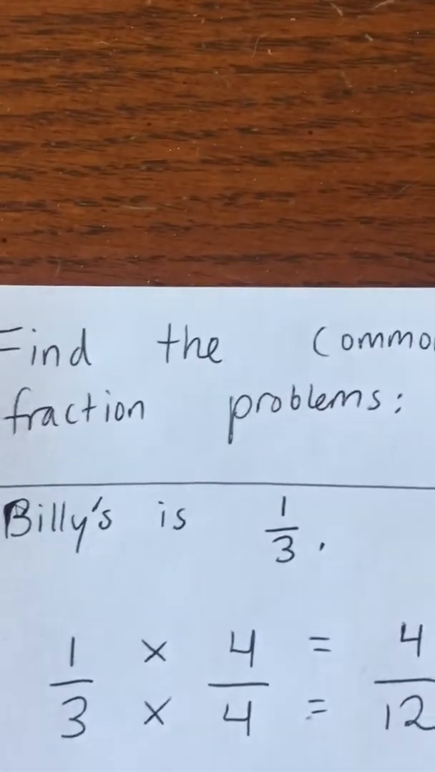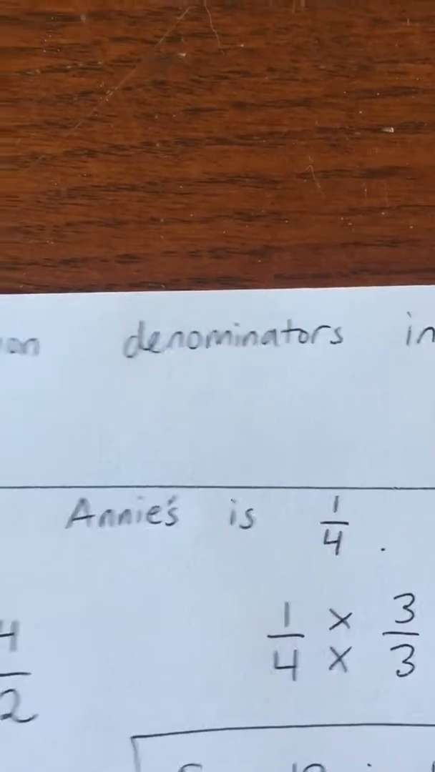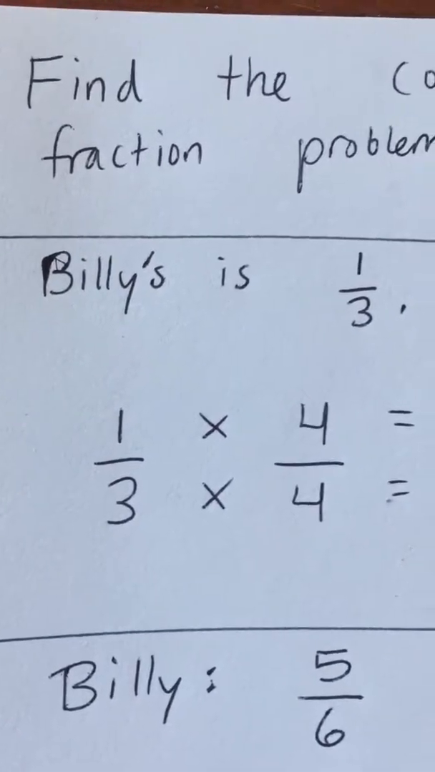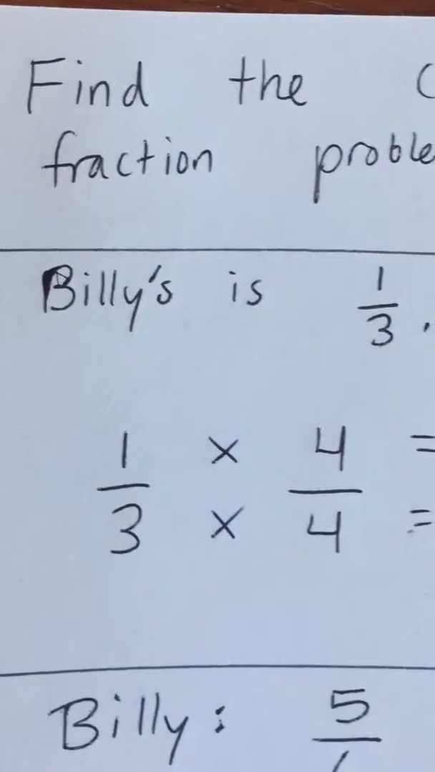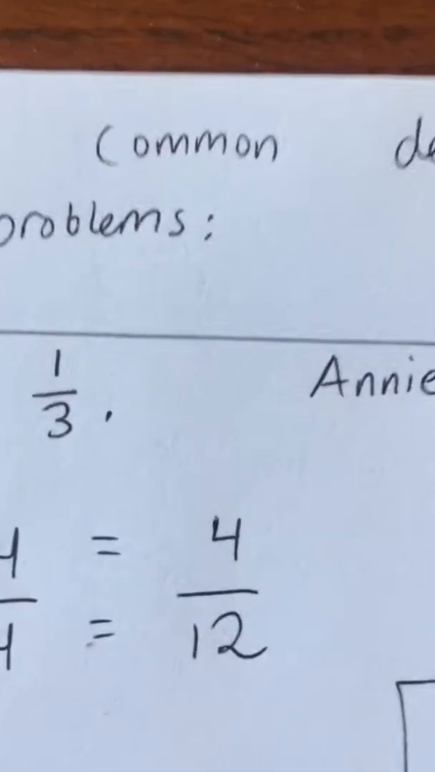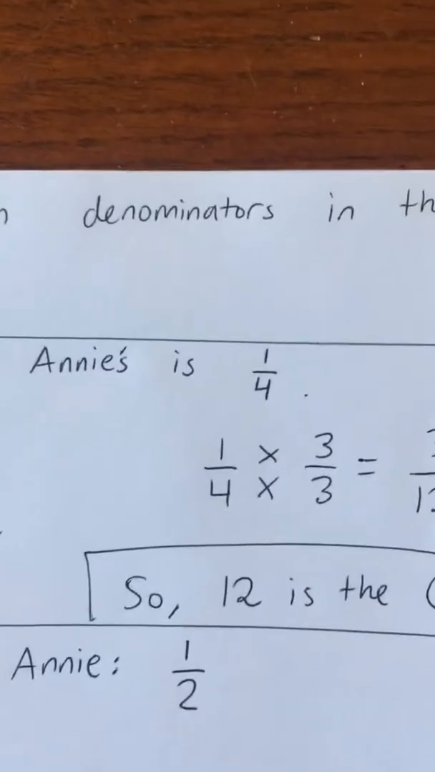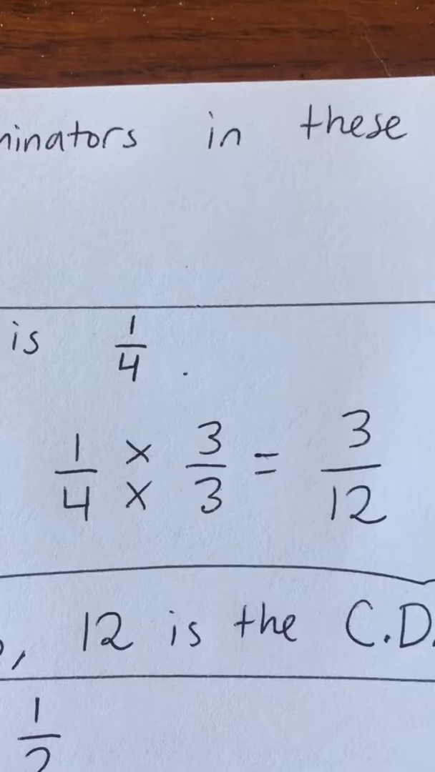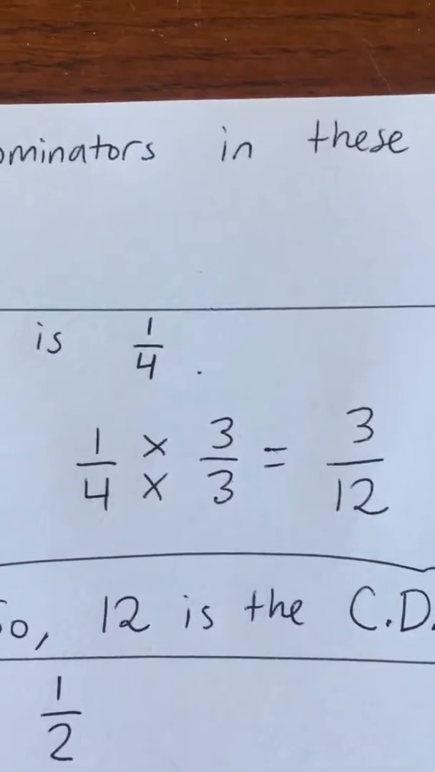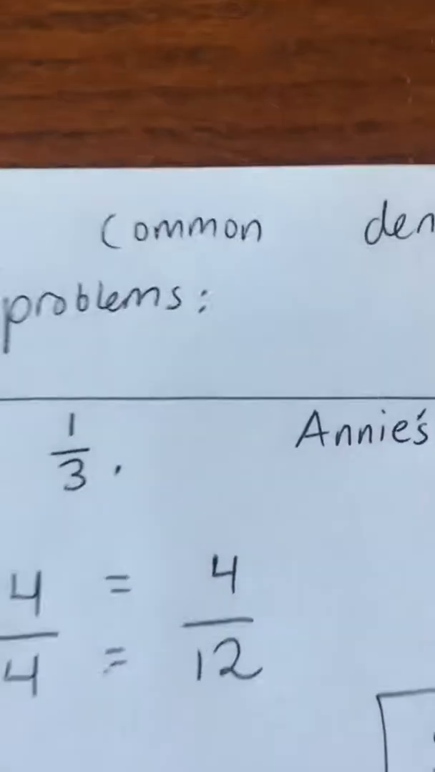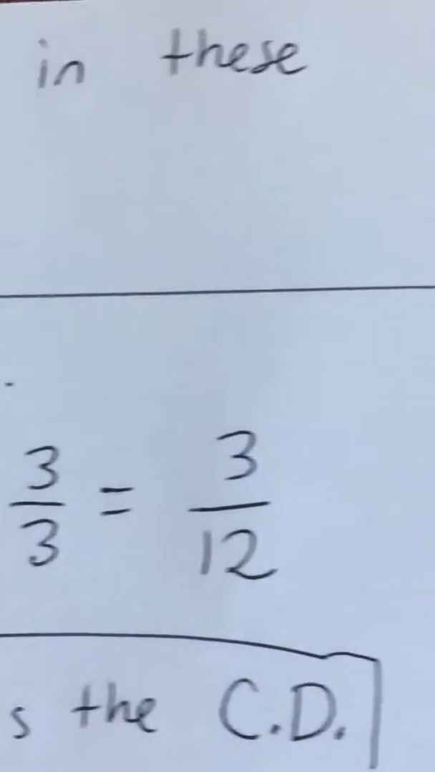If Billy has 1/3, if Annie has 1/4, then multiplying Billy's fraction by Annie's denominator, top and bottom. 1 times 4 is 4. 3 times 4 is 12. 4/12 for Billy. Annie can do the same. 1 times 3 is 3. 4 times 3 is 12. She has 3/12. Poor Annie. So 12 is the common denominator for both Billy and Annie.